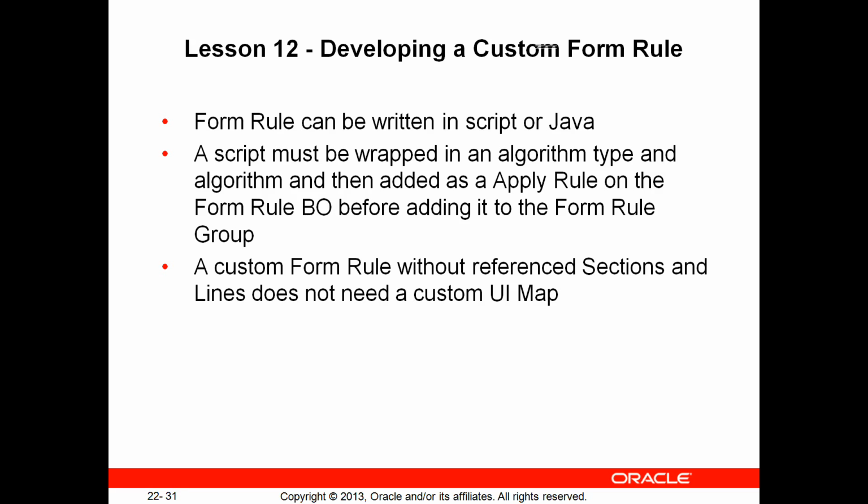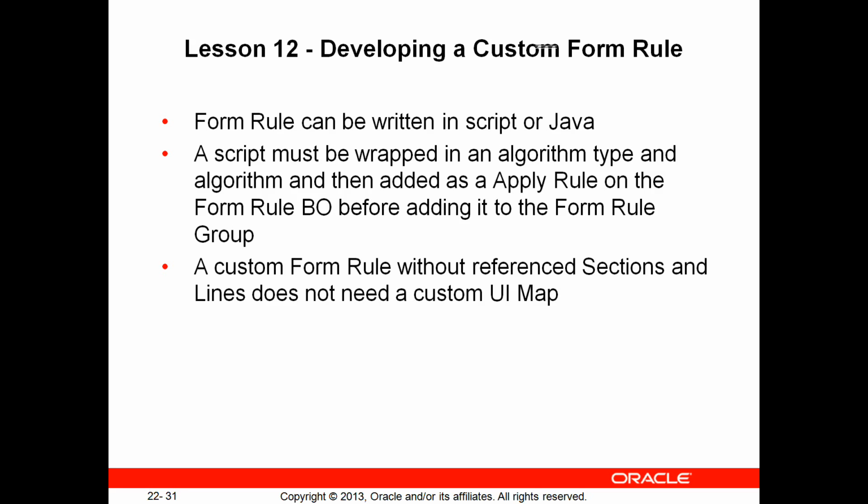And once you've done that, you have the underlying business object, which then is the basis of adding a new form rule into your form rule group. And of course, once you have the form rule group, that needs to be plugged into the form type. A custom form rule which does not reference sections and lines, a simpler form rule, for example, the one that we did today, or another one which even has rule details, but they don't have sections and lines referencing the actual underlying form, do not need a custom UI map.